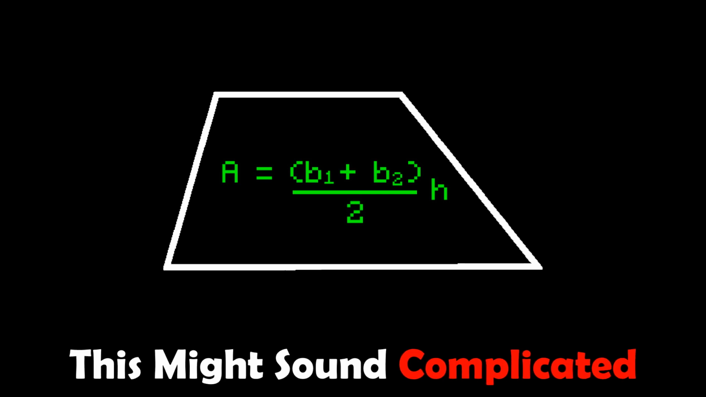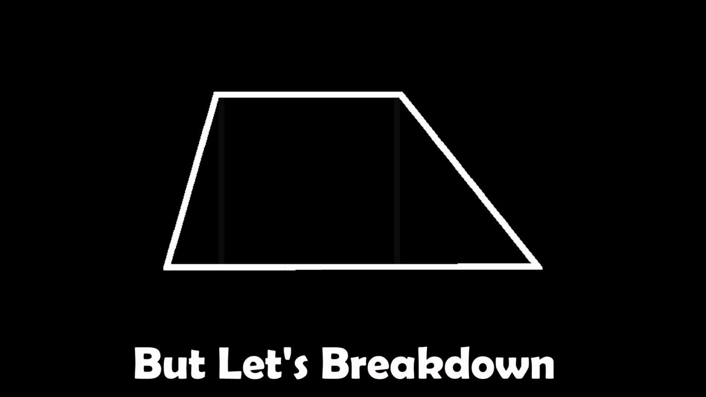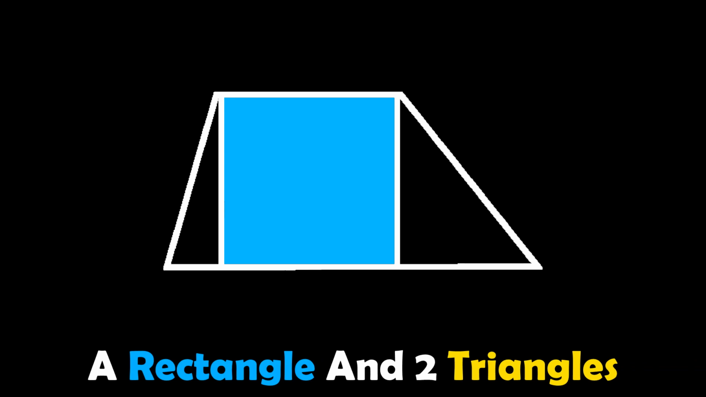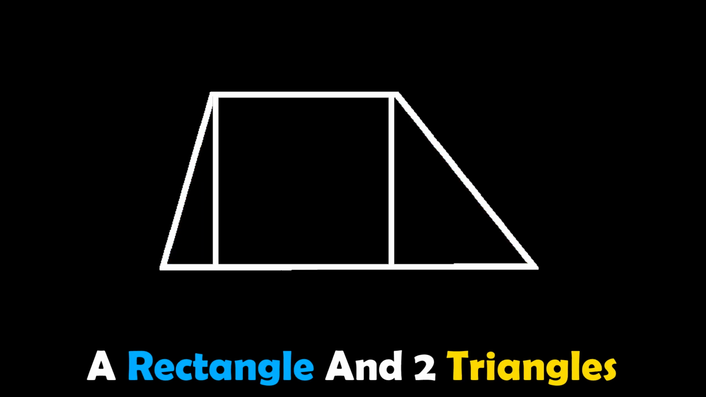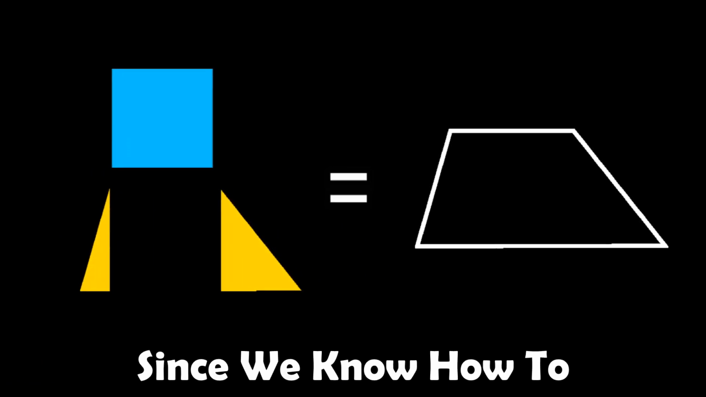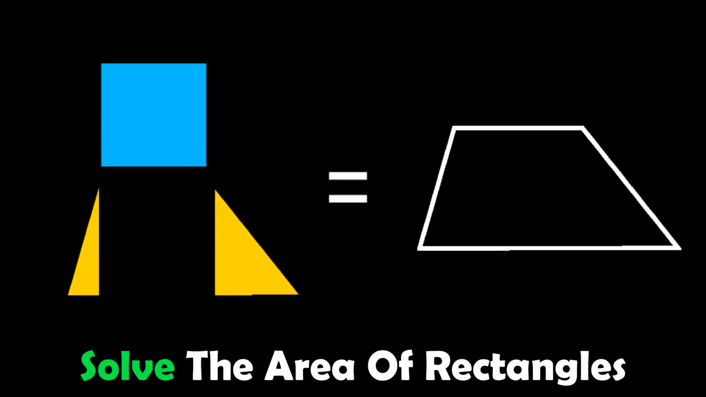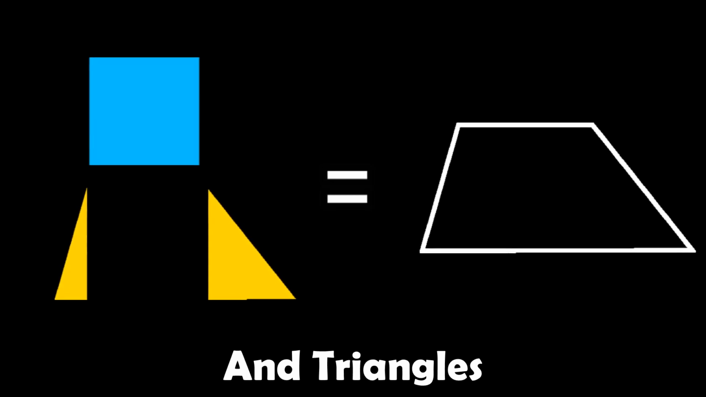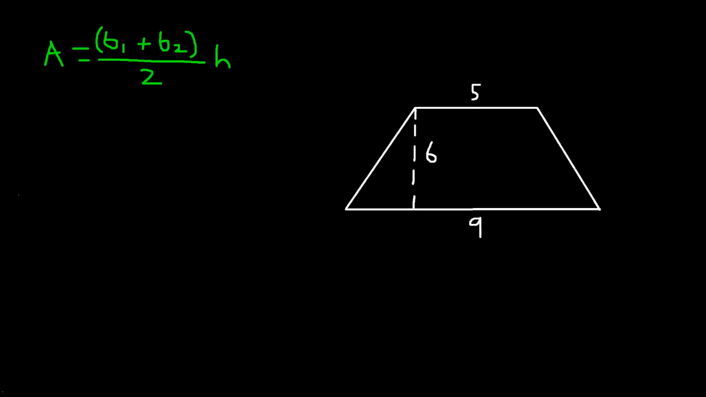This might sound complicated, but let's break down the trapezoid into a rectangle and 2 triangles. And now it is much simpler to understand, since we know how to solve the area of rectangles and triangles. So let's first take the area formula used for the trapezoid. So we have 9 plus 5 times 6 divided by 2, which is 42.